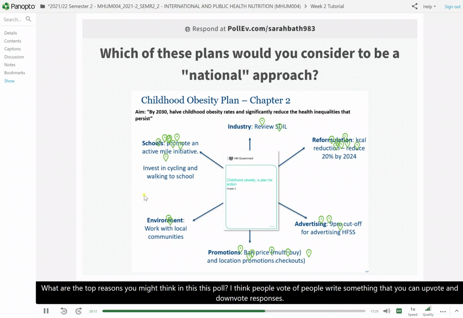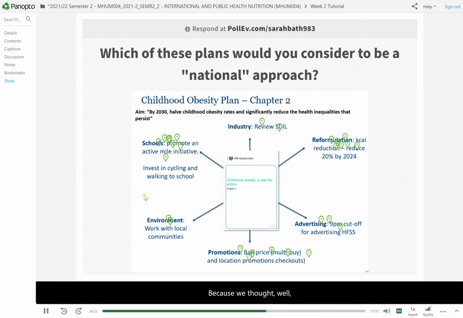And this poll, I think, people write something, then you can upvote and downvote responses. Because I thought this would be a nice way to involve your knowledge and your experiences rather than me stand here and say what I think. But maybe no one. Okay, good.